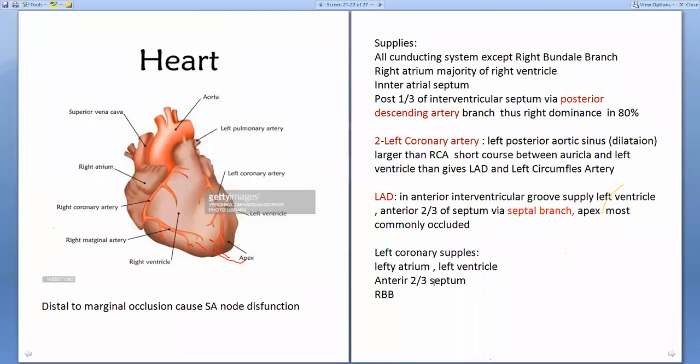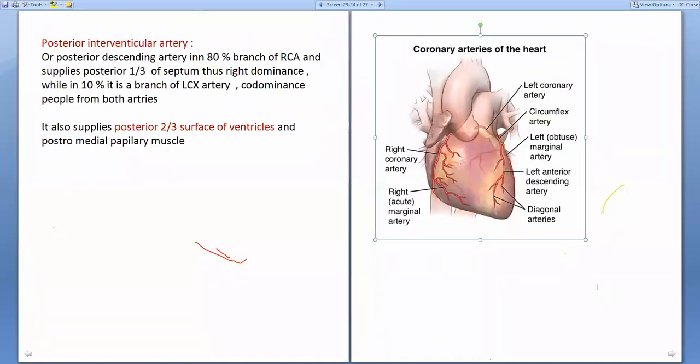It also supplies the anterior 2/3 of the septum, as I discussed. This one, LAD, supplies the anterior 2/3 of the septum. Do you remember I told you before that the entire conducting system is supplied by the right coronary artery except the right bundle branch? Here, the right bundle branch is supplied by the left coronary artery. Remember it, please. This is your MCQ.